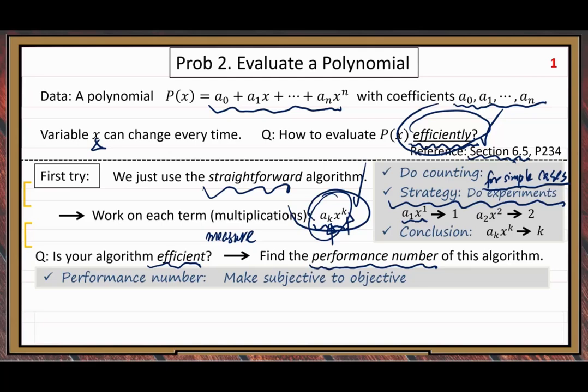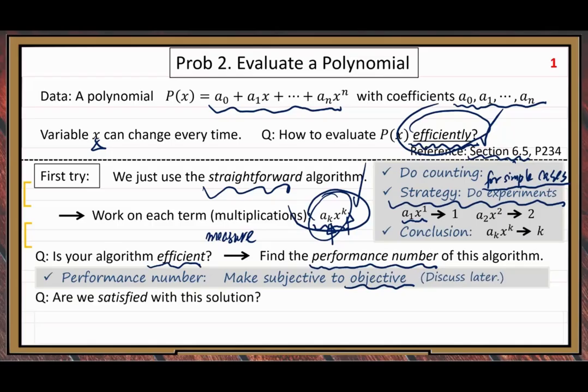If the efficiency question is subjective, then it's not good. Different people may have different ideas on the efficiency issue. So we want to make it objective. We need some appropriate number to measure the efficiency to avoid the subjective understanding. So how to do that? We will do that discussion later. Next question.